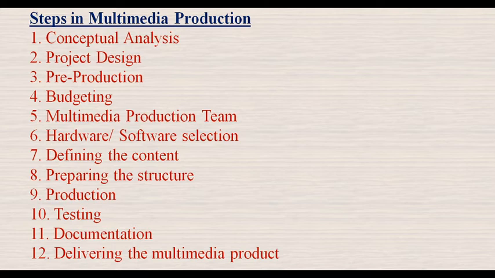So third one is pre-production, and the remaining nine phases belong to pre-production only. So the next one is budgeting, and we have to allocate budget depending upon the phases: for multimedia production team, hardware and software selection, defining the content, testing, documentation, and delivering the multimedia product. For these phases, we have to allocate budget.